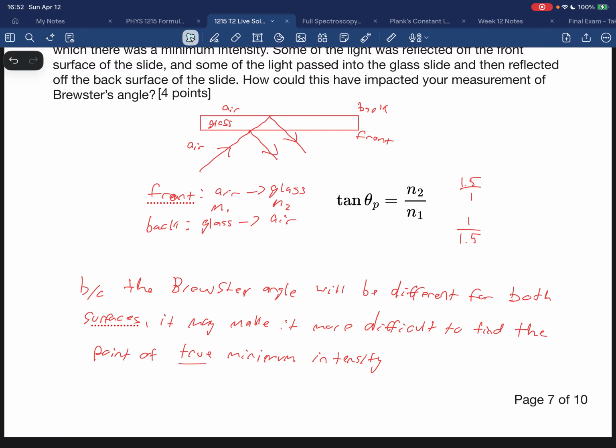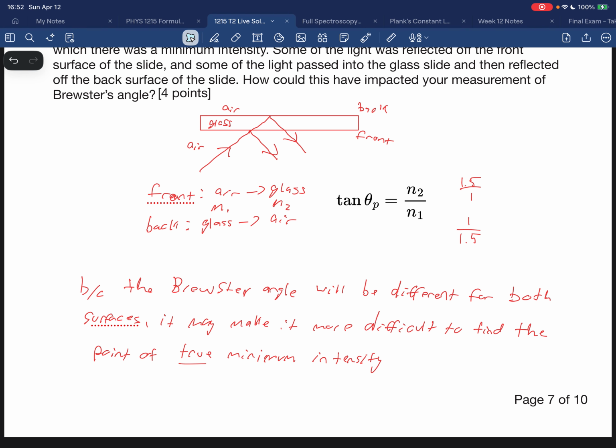So the point at which it seems to be minimum intensity for us will actually be the overall minimum intensity of both of them together, and not just the minimum intensity of that front surface or of the back surface. It did not matter if you used the front or the back surface. In the lab, we assumed we were looking at the front surface. You can still do the calculation either way. Doesn't matter.